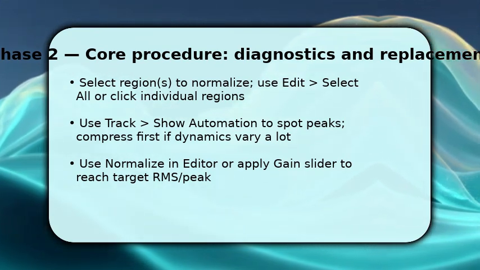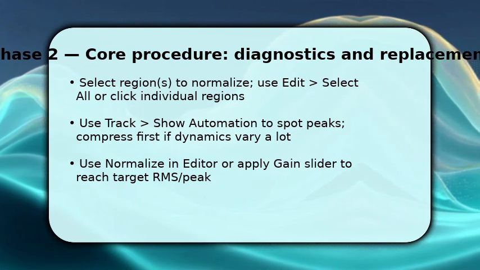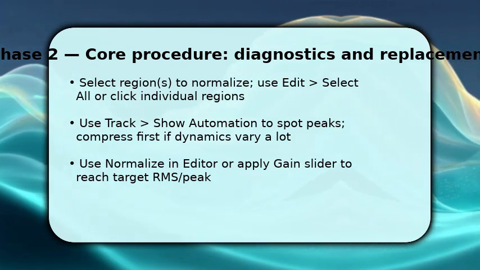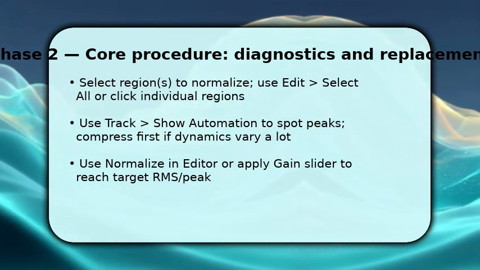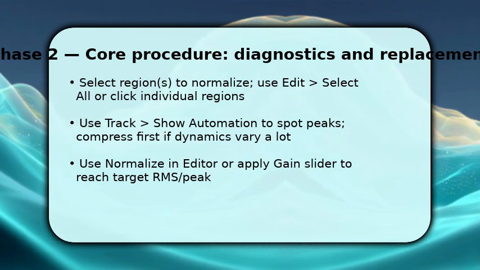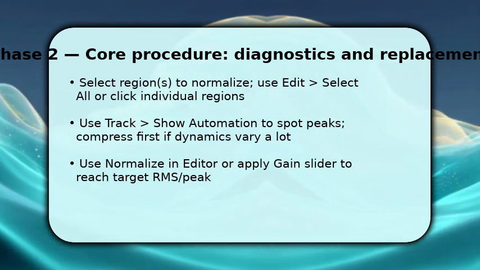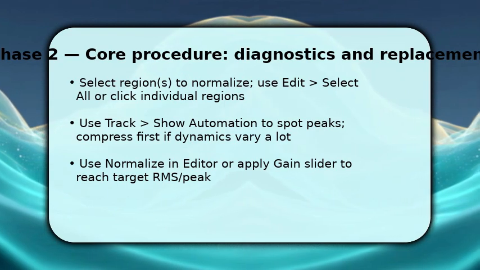Then open the region editor and use the Normalize function or manually adjust the gain slider to set a target peak or perceived loudness. Once adjusted, listen through transitions to confirm the result sounds consistent and clean without artifacts.